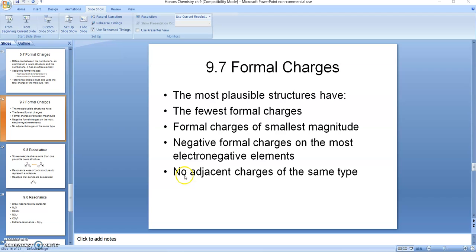And then the last guideline to go by is you should avoid having adjacent charges of the same type. If you have 2 positive charges side by side, that's not good. The 2 atoms are going to repel each other.